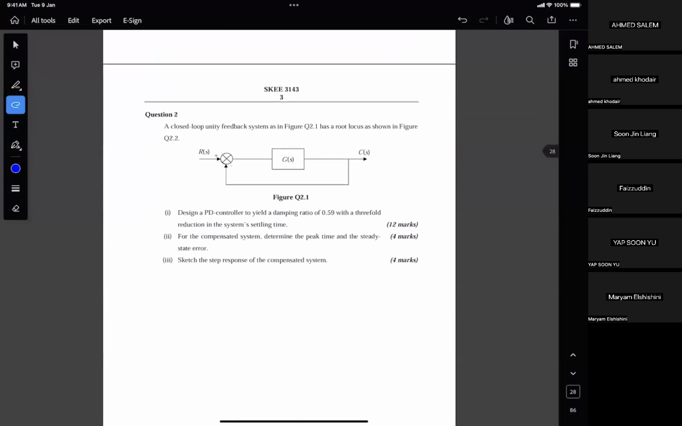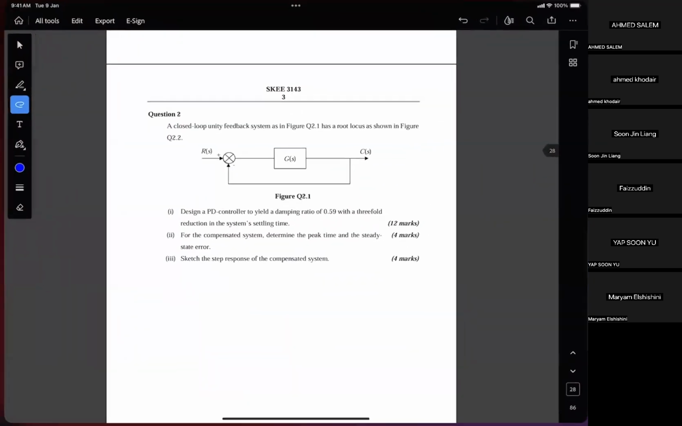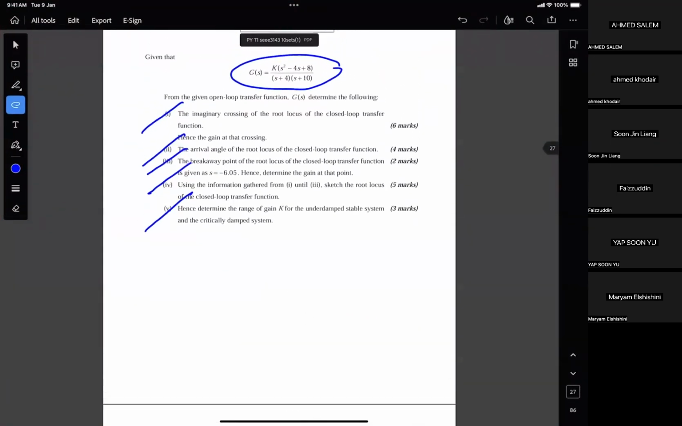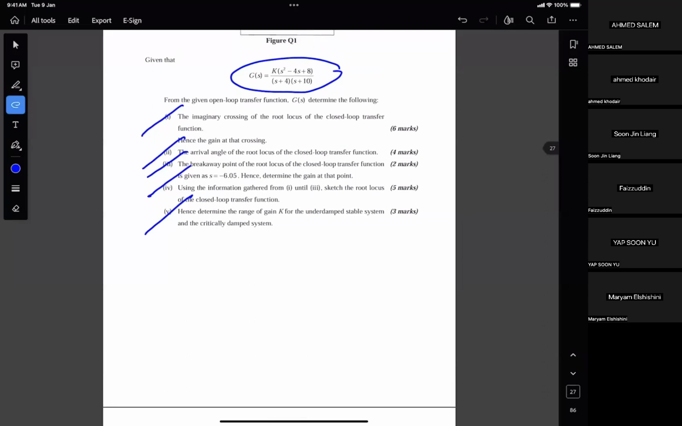Question number 2. How about critically damped, the range? The previous question asks us to find the gain for underdamped system. And critically damped.